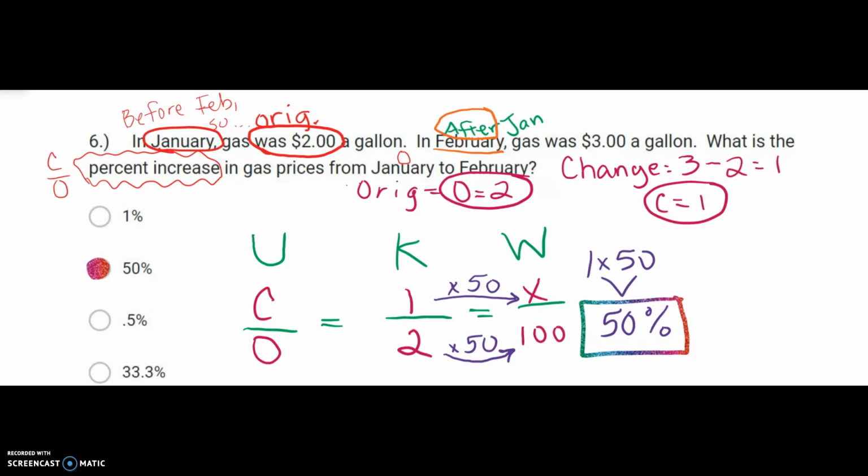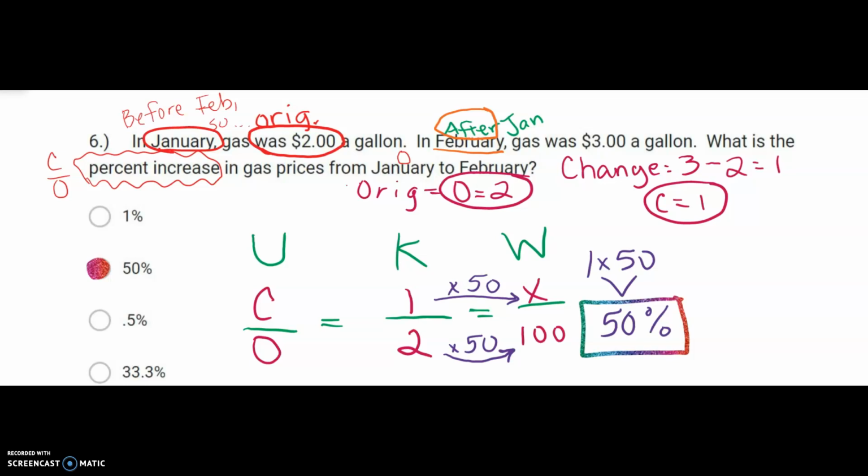And then on the numerators, you have to follow the same pattern. So 1 times 50 will give us our answer. And over to the right, I worked it out. 1 times 50 is 50. And it's a percent change, so it's 50%.